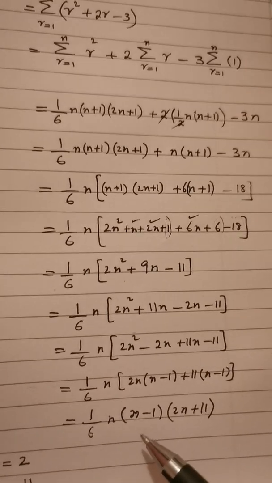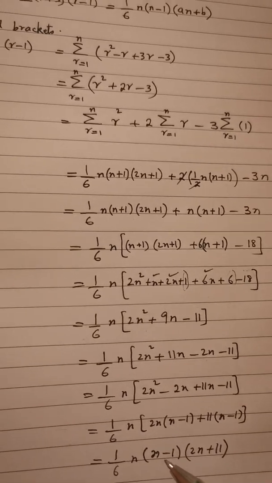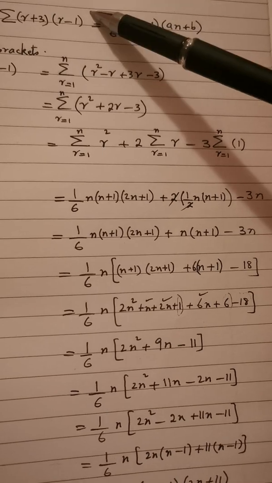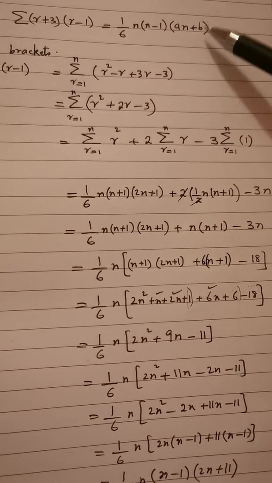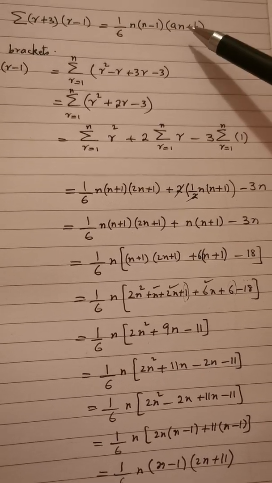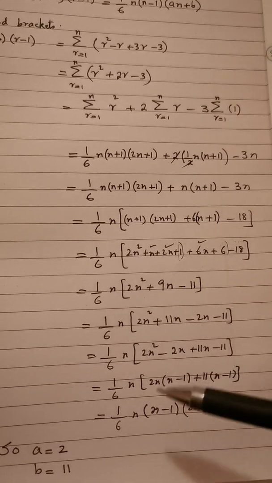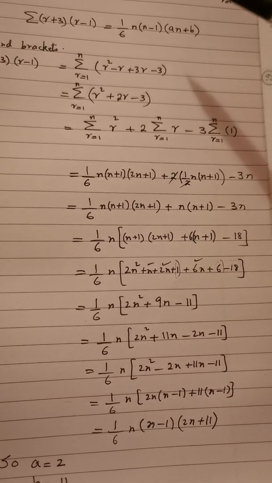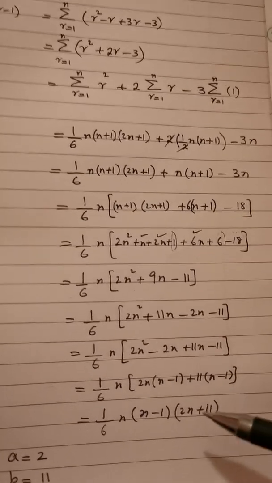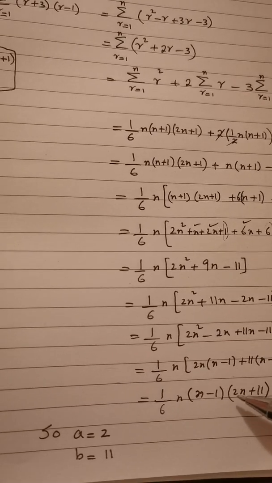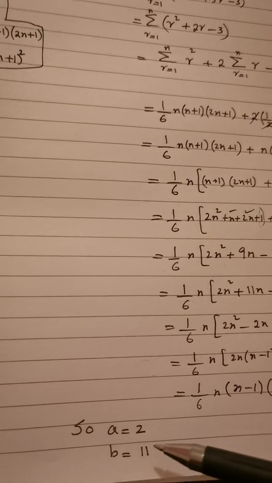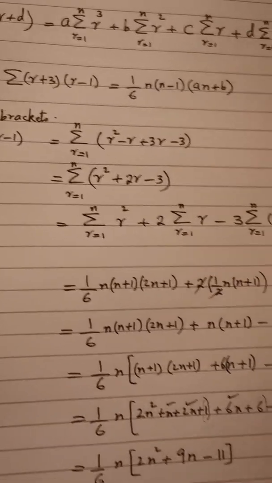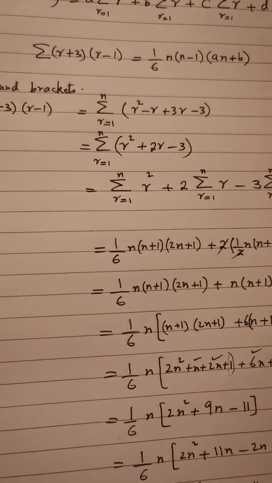So when we go to our question, where it asks us to show that 1 by 6 n into n minus 1 is in the form a n plus b, find the value of a and b. In place of a I have got 2, and in place of b I have got 11. So the value of a will be 2 and the value of b will be 11. So this is the solution of our question, and we have to find the value of a and b, right?